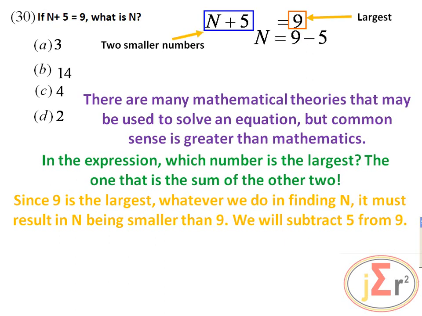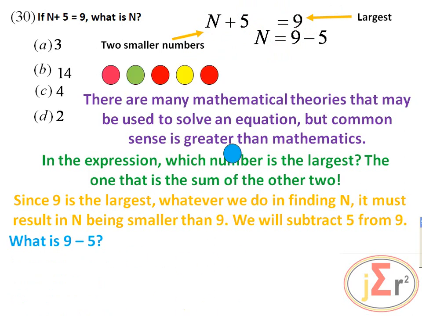We subtract in order that the number will be smaller than 9, because we have established already that the number has to be smaller than 9. So we have 9 minus 5. What is 9 minus 5? 4. 9 minus 5, and Jerry is saying that that is equal to 4.